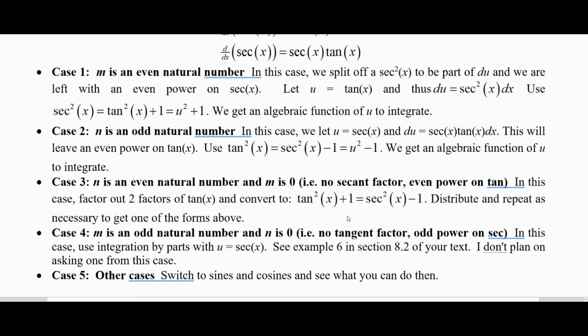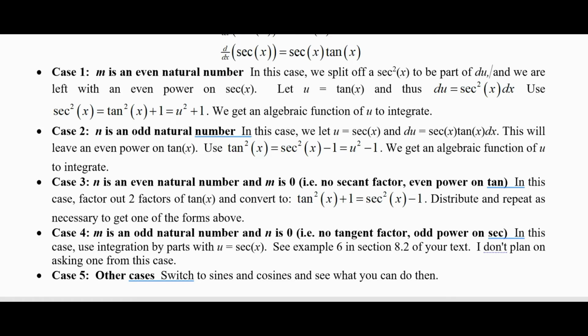So if m is an even natural number, we split off an even power on secant, that is, we split off a secant square to be part of du, and we are left with an even power on secant of x. Let u be tangent of x, and thus du is secant square of x dx. And we use secant square of x equals tangent square of x plus 1 equals u square plus 1. So that allows us to change the secants into functions of u. So we've got an algebraic function, probably a polynomial function of u, to integrate.